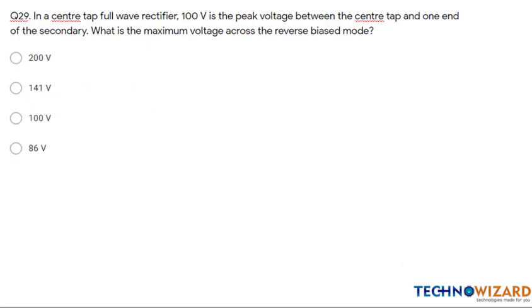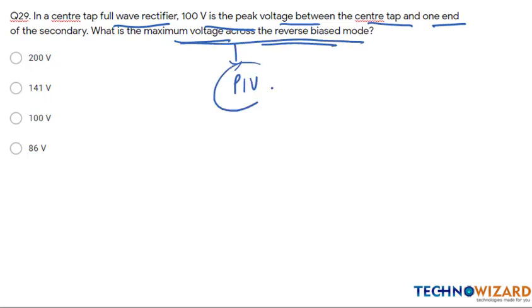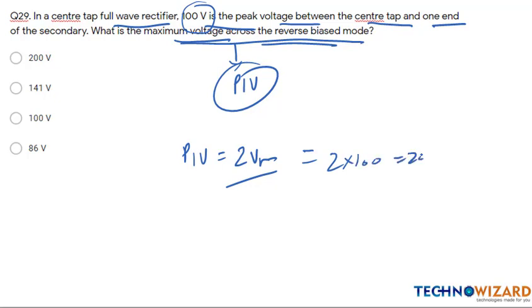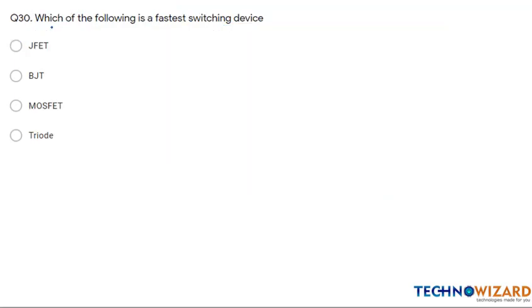Question number 29. In a center tap full wave rectifier, 100 volt is the peak voltage between the center tap and one end of the secondary. What is the maximum voltage across the diode in reverse bias mode, which is given by PIV, that is the peak inverse voltage. And remember, the peak inverse voltage for a center tap full wave rectifier is 2 Vm, that is twice the maximum voltage. The maximum voltage, that is the peak voltage, is given as 100 volt. Therefore 2 into 100 is equal to 200 volt is the correct answer here. Therefore option A.